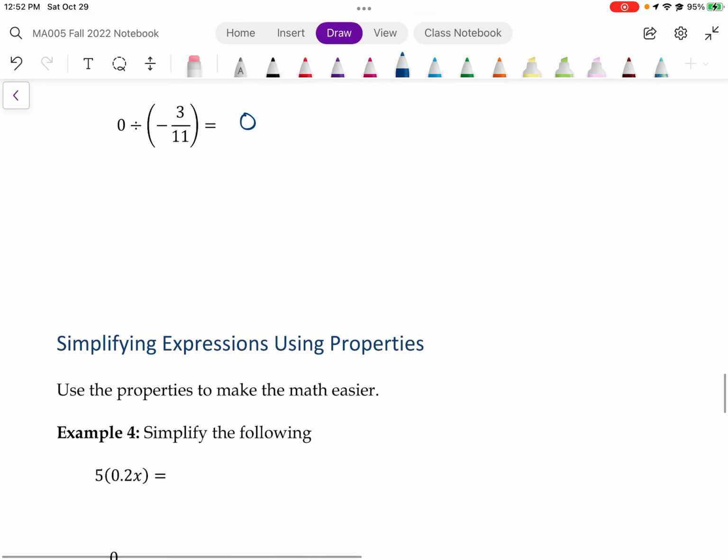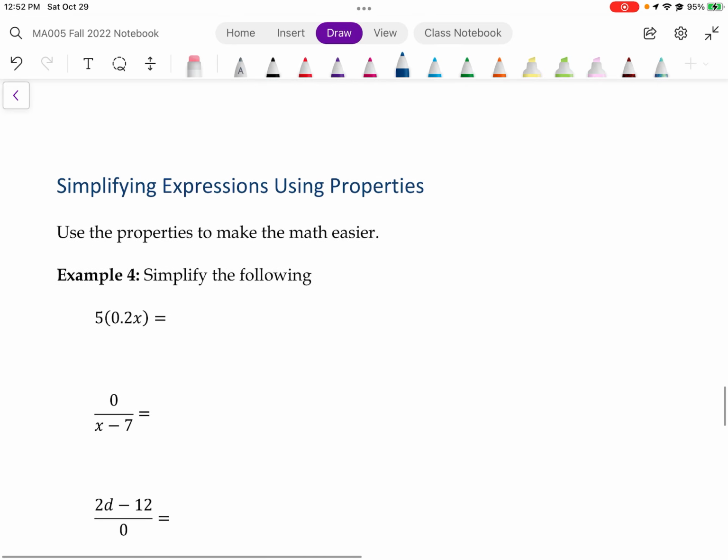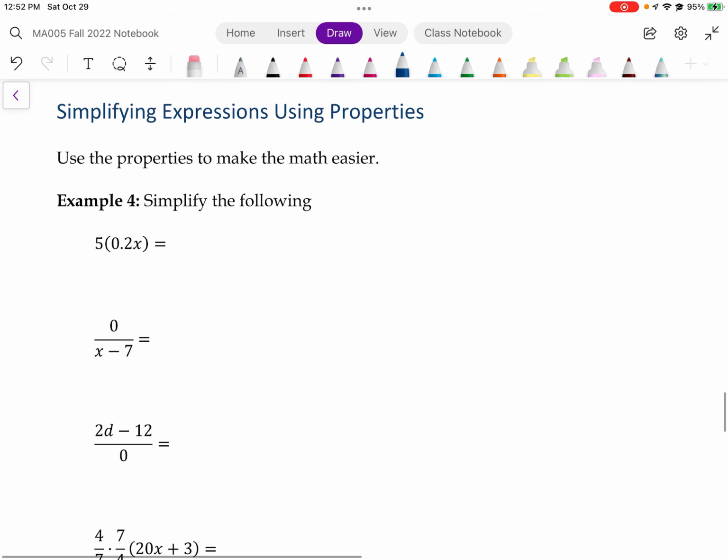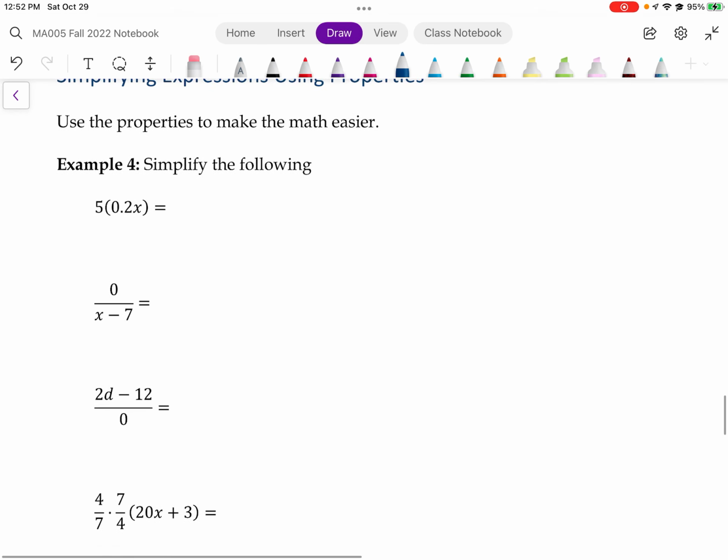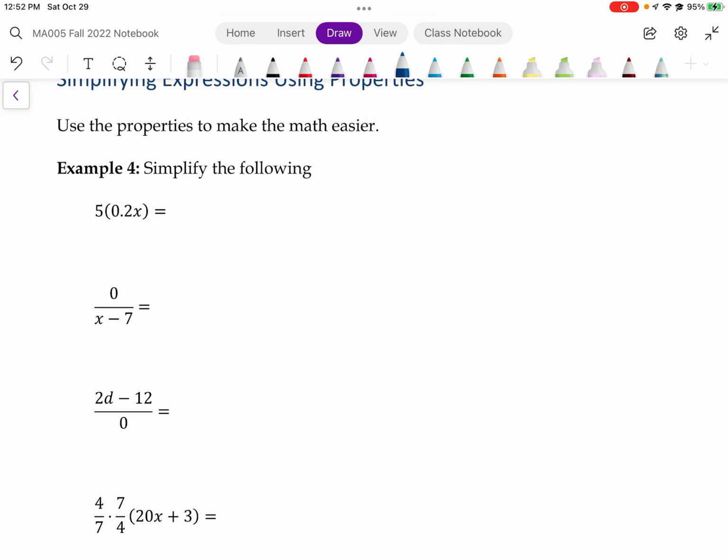All right, simplifying expressions using the properties. So let's simplify each one of those. The point of this is to learn to make some of this easier. Some of the properties we learned earlier tell us that 5 times 0.2 is what we can do first, and then take it times the x. So 5 times 0.2 is just 1. So that's just x.